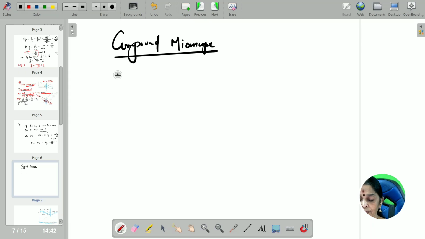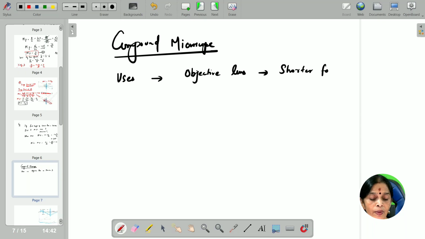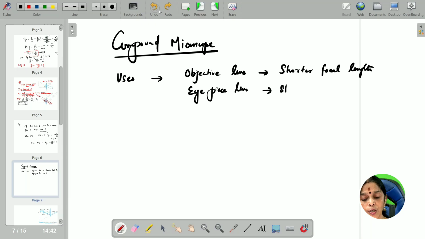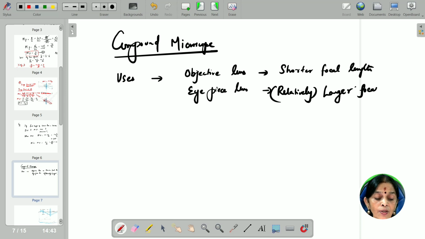It uses two lenses. The objective lens is of shorter, small focal length. Next, the eyepiece lens is of slightly larger focal length, relatively. Why only relatively, you will come to know. Larger focal length, but both should be small, that we will see.